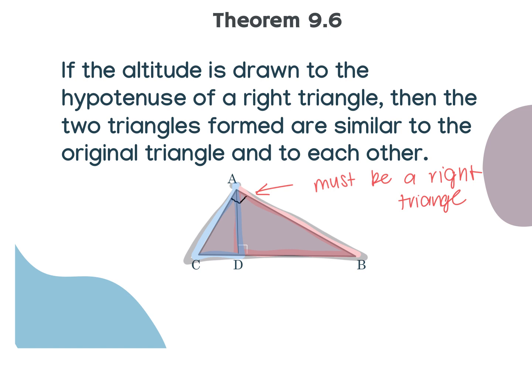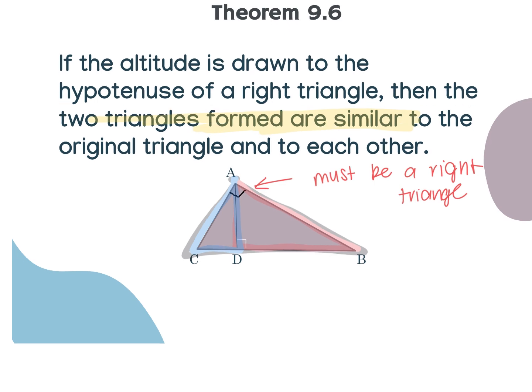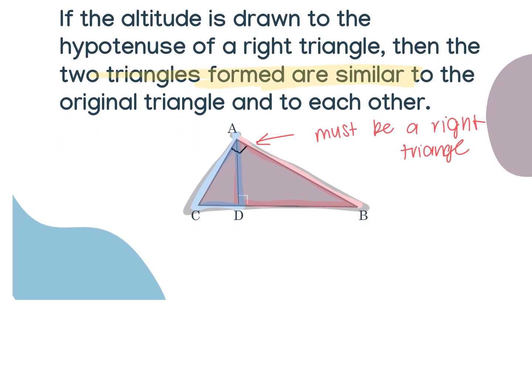Key thing is that they're similar. My triangles are similar to the original. They form a similar triangle. So I can write my similarity statement 3 different times. I have my original triangle BCA is similar to triangle BAD, which is also similar to triangle ACD.